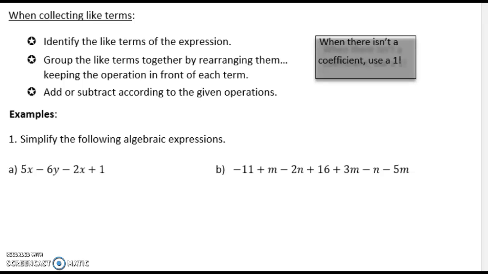Simplify the following algebraic expression. Now remember, I'm using this new piece of equipment, so I'm trying to write the best I can.